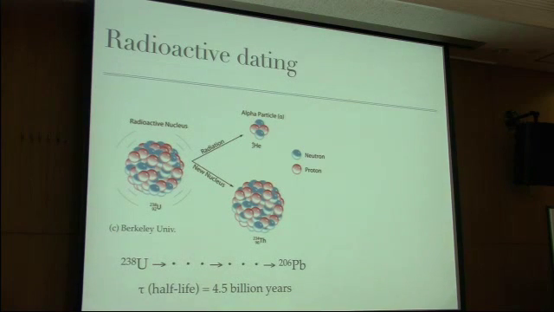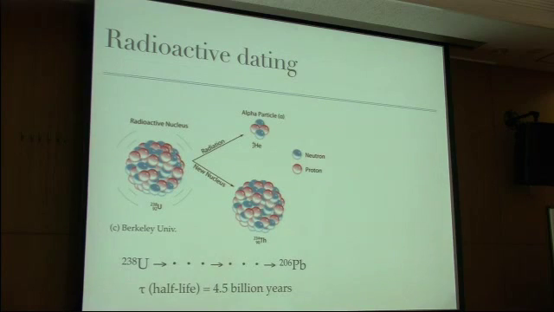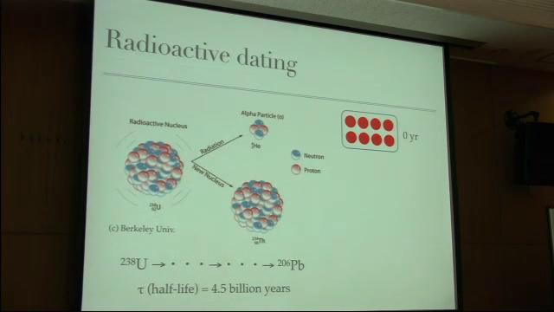This is an example of radioactive dating using uranium and lead. Uranium-238 is a radioactive nucleus. It decays to thorium, and decays to another, and decays to another, then finally decays to lead-206. And the decay time, or half-life, is about 4.5 billion years. Okay, so how do we use this system? Let's consider an object which contains only uranium at the beginning.